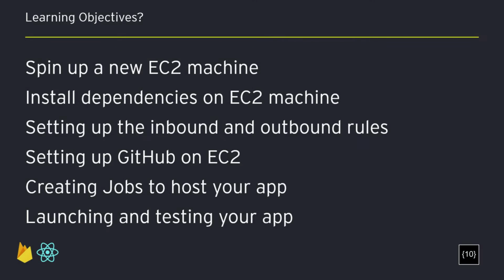Now let's see what our learning objectives are for this tutorial. So number one, we're going to spin up a new EC2 machine. We're going to install dependencies on that machine. We will set up the inbound and outbound rules. We're going to also set up GitHub on EC2. We will create jobs or services to host your app. At the end, we're going to launch and test the app. Okay. I hope you're excited because I am super pumped up.